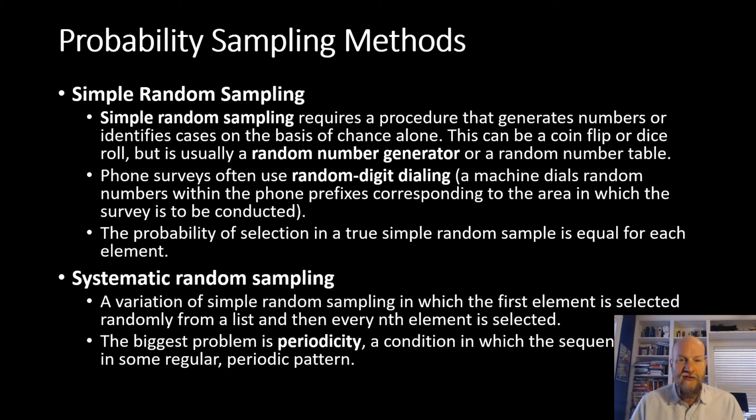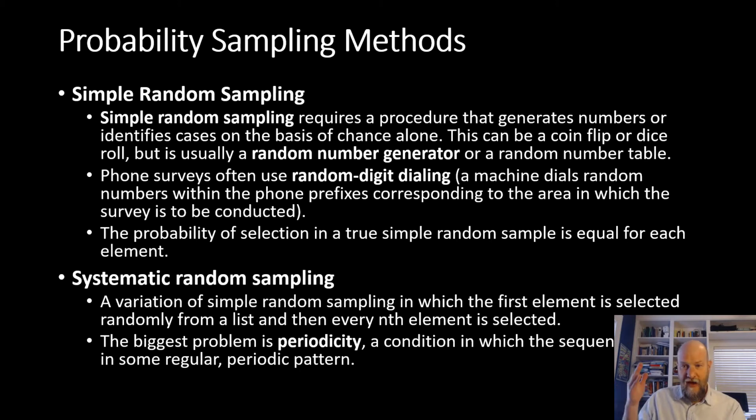The first one is called systematic random sampling, and this is a variation on simple random sampling in which the first element is selected randomly from a list, and then every nth, every 10th, every 100th, every 50th, whatever it is, that nth represents a number, every nth element is selected. So you say, okay, I have a list of every Virginia Tech student. There's 35 odd thousand students. I'm going to randomly select one. Let's say it happens to be number 13. And then for every 150 more students, so 163, I'm not going to do the math on that, 213, and so on and so forth.